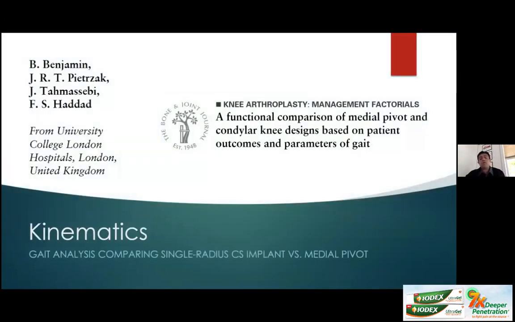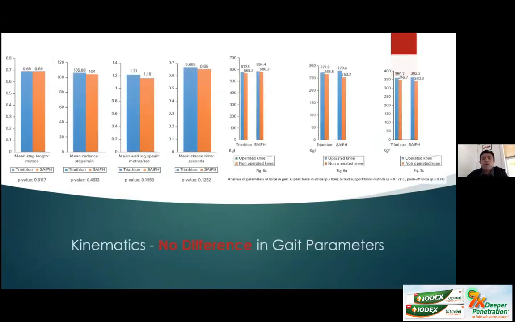What about gait? How do people perform? So Professor Haddad in England looked at this, and he performed a gait analysis comparing single radius cruciate substituting or sacrificing designs with a medial pivot implant, and found absolutely no difference in various different gait parameters. So in terms of gait and in terms of function, designs like a medial pivot are not seemingly offering any kind of functional benefit to patients.